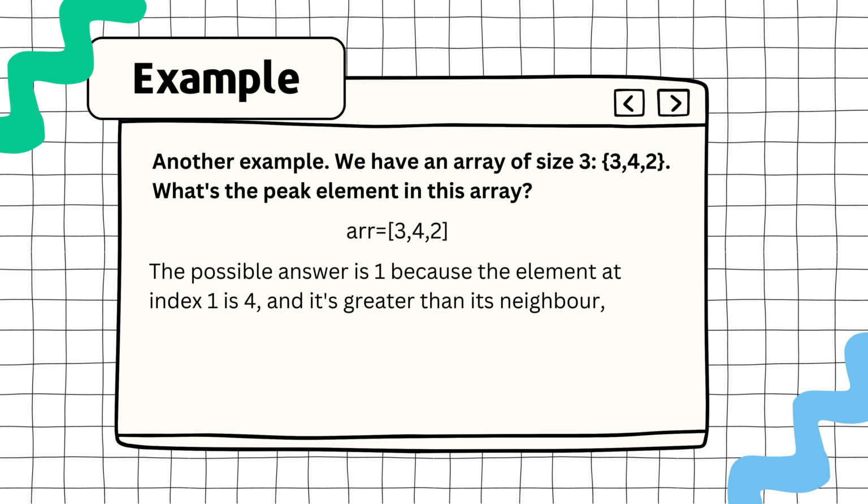In this example, we have an array of size 3, where the elements are 3, 4, and 2. What's the peak element in this array? For this array, the possible answer is 1, because the element at index 1 is 4, and it's greater than its neighbor.